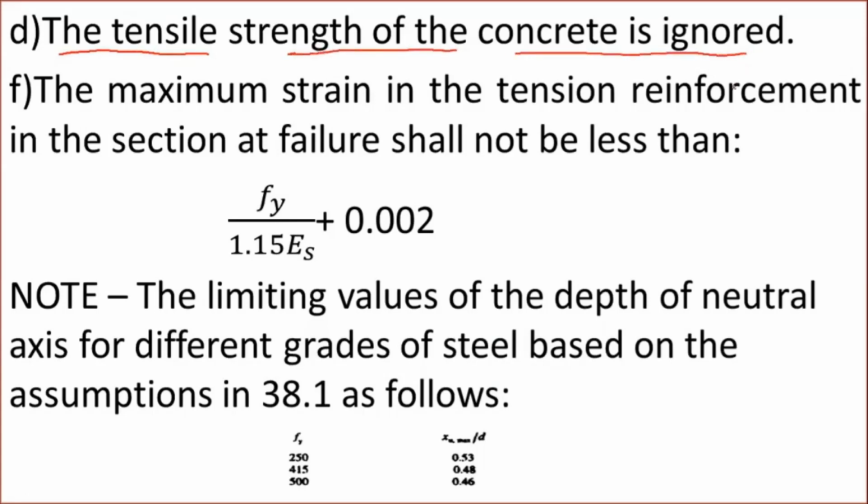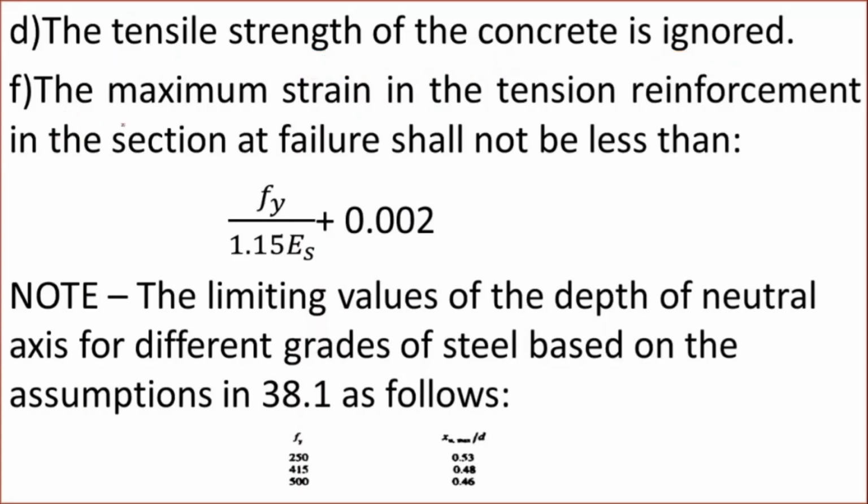Then the next assumption is that the tensile strength of the concrete is ignored. The concrete in the tensile zone will also carry some tensile stresses, but whatever tensile strength the concrete has is ignored, and the total tension will be resisted by the steel only.